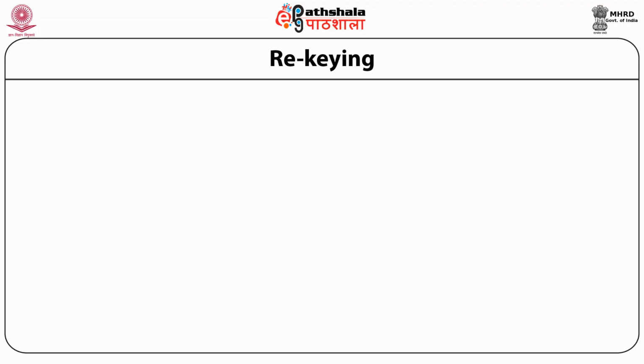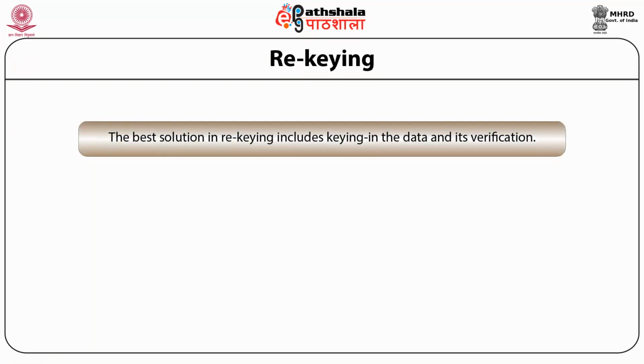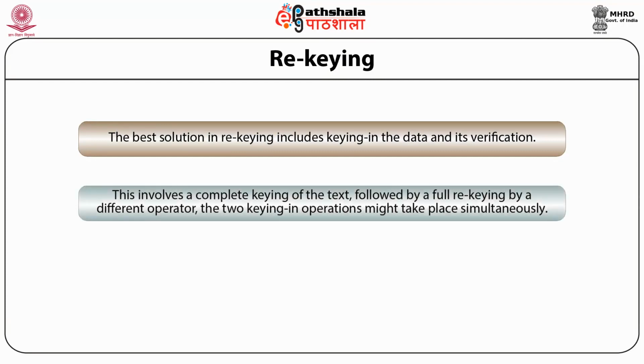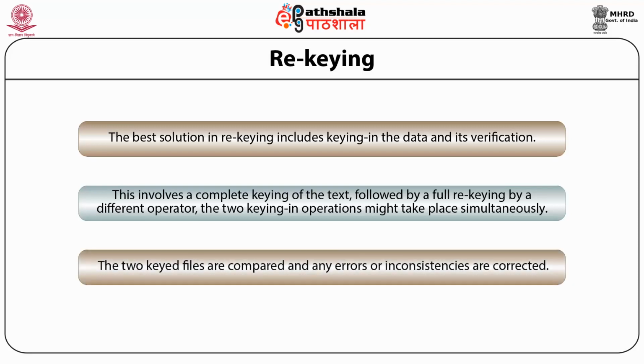Then lastly comes the rekeying. The best solution in rekeying includes keying in the data and its verification. This involves a complete keying of the text followed by a full rekeying by a different operator. The 2 keying in operations might take place simultaneously. The 2 keyed files are compared and any errors or inconsistencies are corrected.